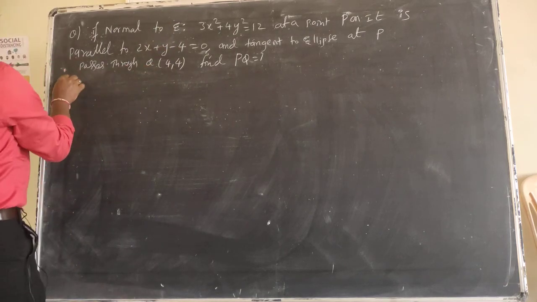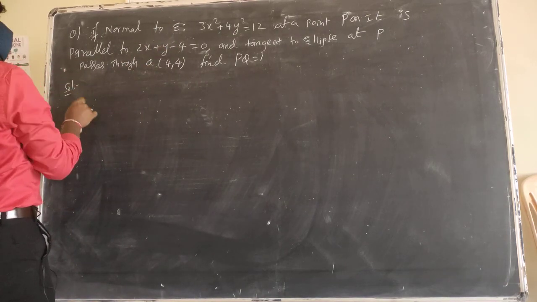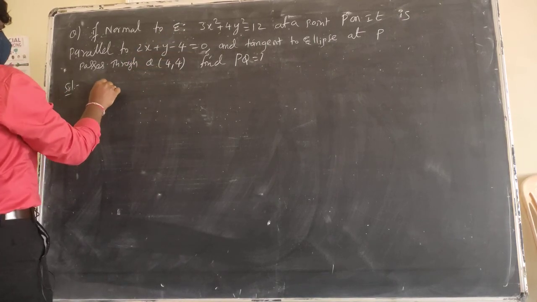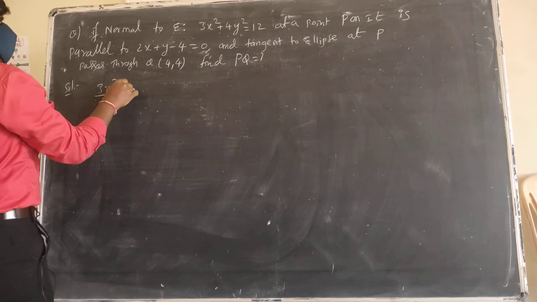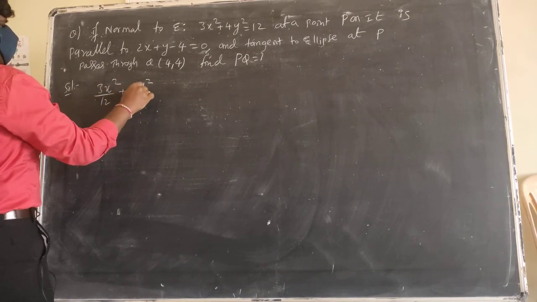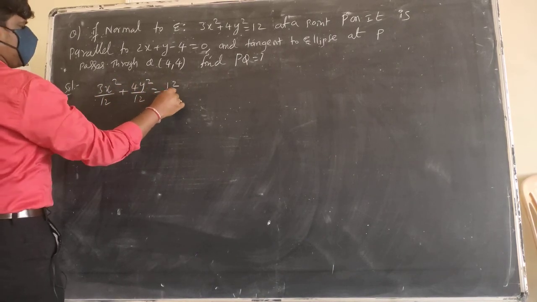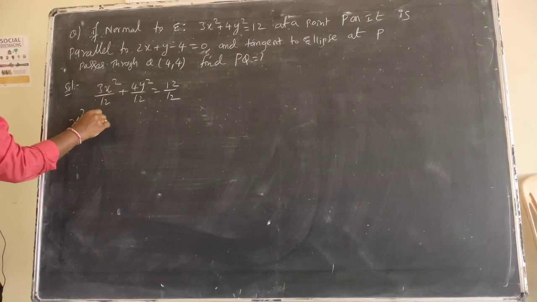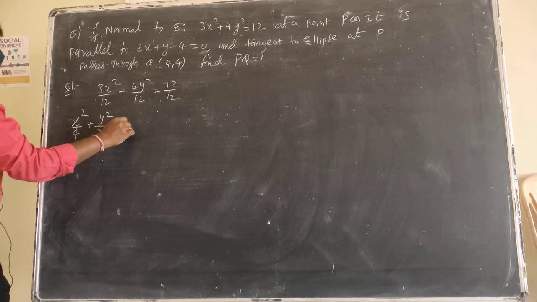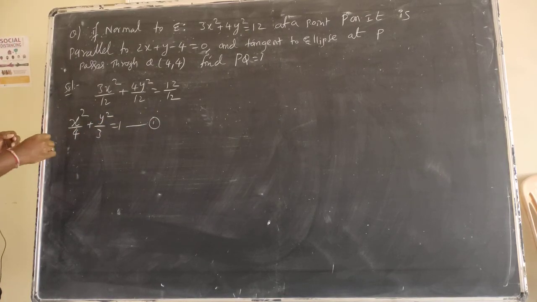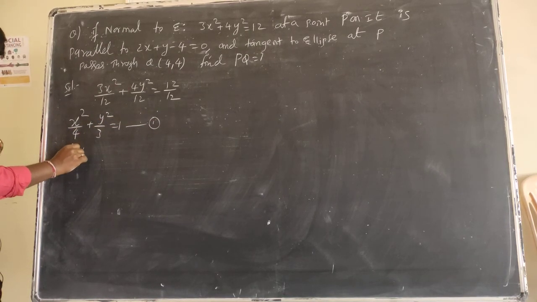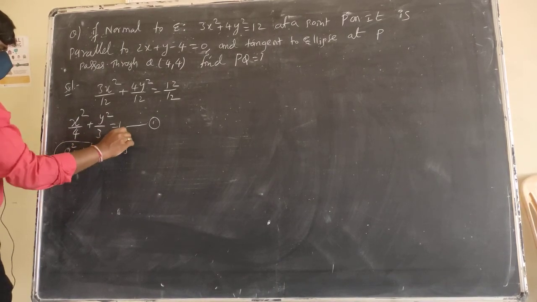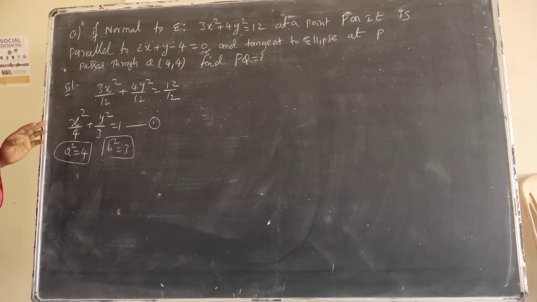So here, dear students, look at what I want to tell you. If I divide by 12 on both sides, I get 3x square by 12 plus 4y square by 12 is equal to 12 by 12. So I get x square by 4 plus y square by 3 is equal to 1. This is the equation of the ellipse. I can say that a square is equal to 4 and b square is equal to 3. So you are getting the condition a greater than b.